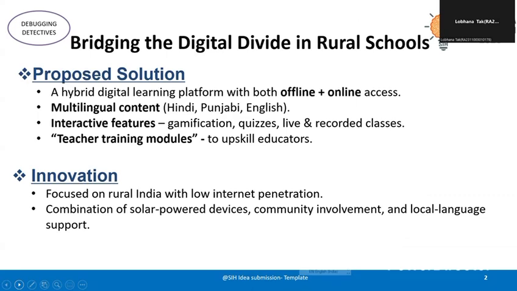Another big challenge is that many teachers are not trained or confident in using digital tools. So even if infrastructure exists, it is not being used effectively. Altogether, these issues mean that students in rural areas are not able to benefit from digital education in the same way as urban students. And this gap continues to widen over time.